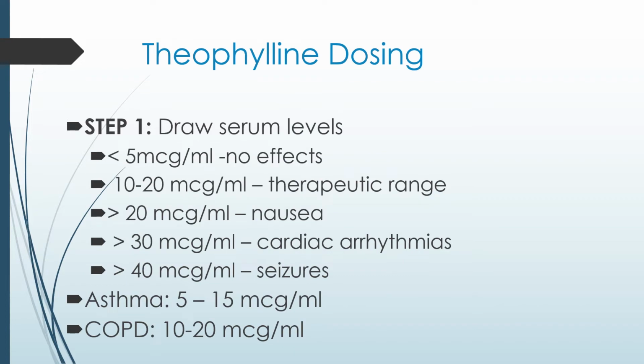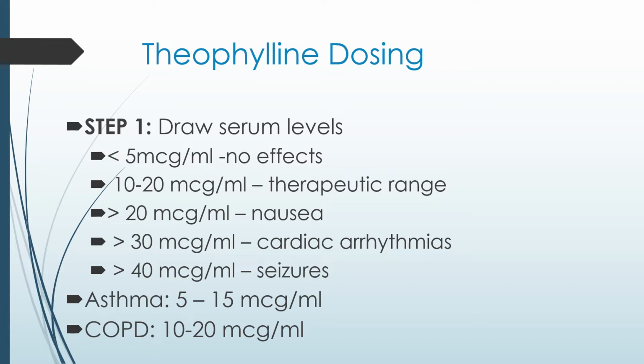So how do we dose theophylline? Well, step one here is to draw blood serum levels, if it's possible. The big thing is to make sure that they have the right serum level of this medication, so it has a very narrow therapeutic range. If it's less than 5 mics per ml, they're not going to have any effect. It's not going to be helpful for that patient.